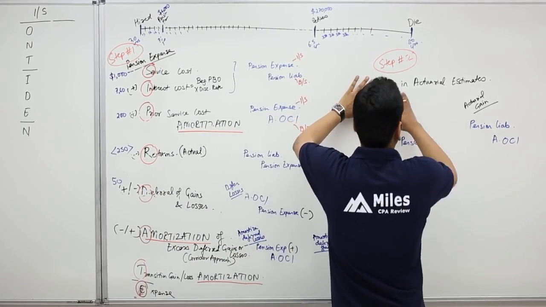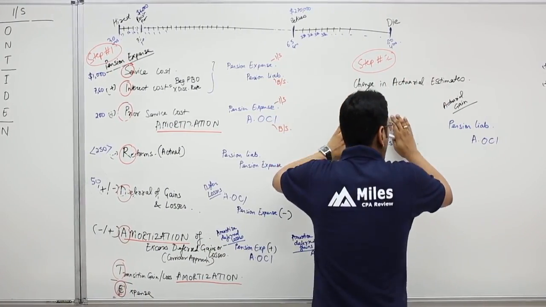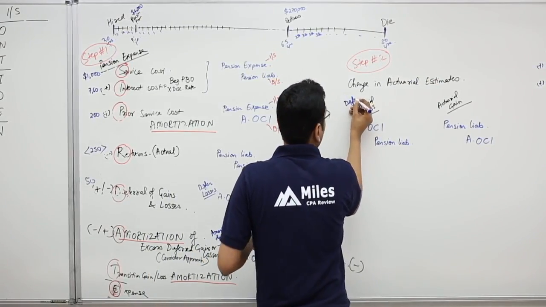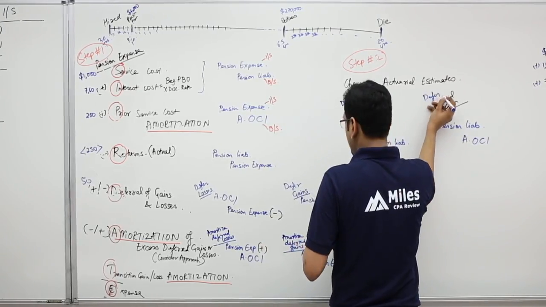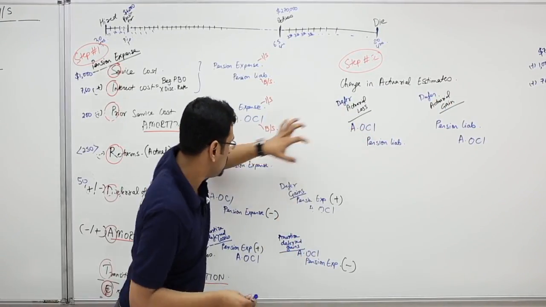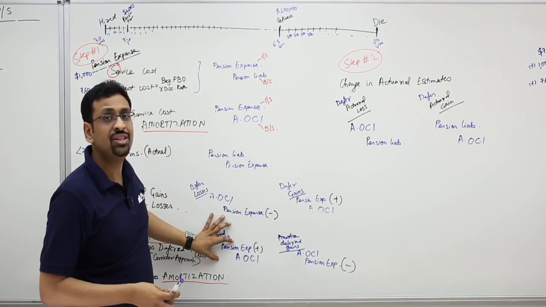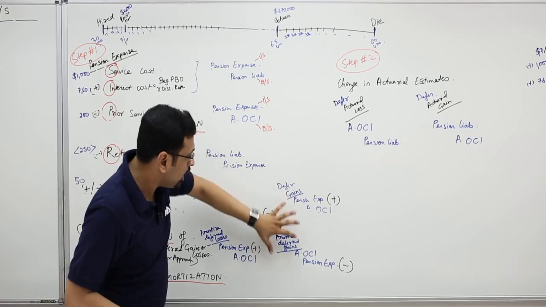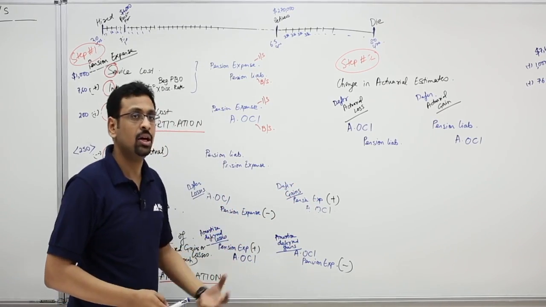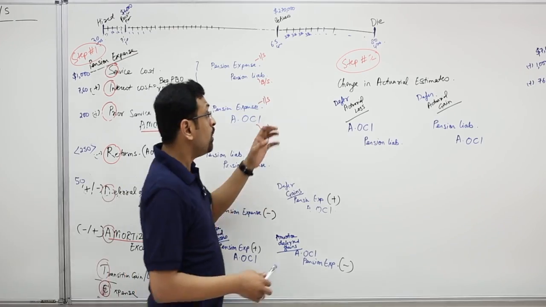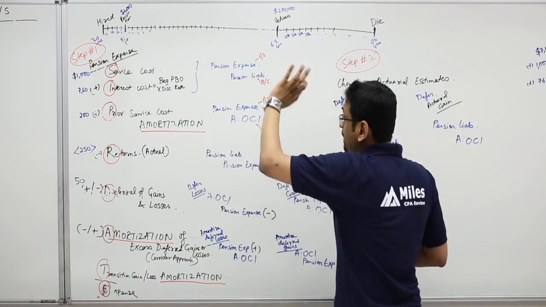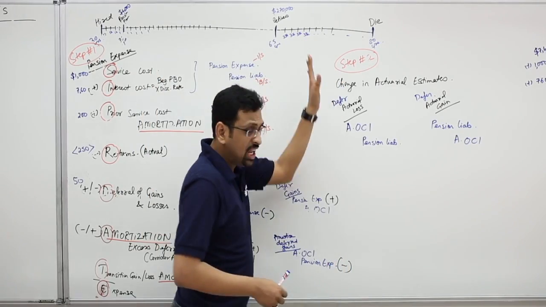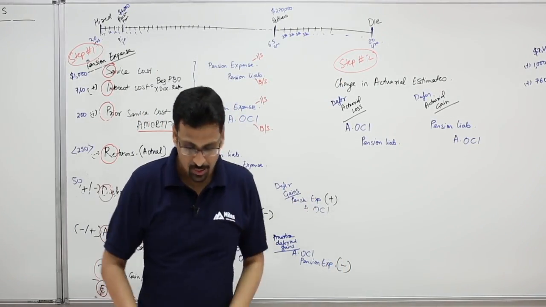When we're looking at change in actuarial estimates, it could be an actuarial loss or an actuarial gain. You defer actuarial loss, defer actuarial gain. This plus this loss, you amortize if it's exceeding the corridor limits. This plus this gain, you amortize if it's exceeding the corridor limits again. So that was step number 2. Step number 1, we did the pension expense. Step number 2, we've looked at change in actuarial estimates.